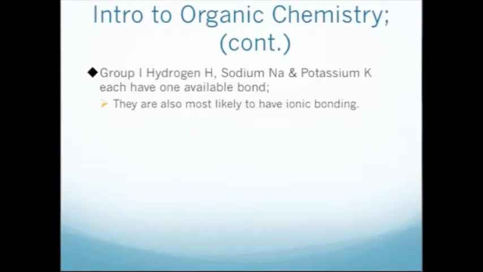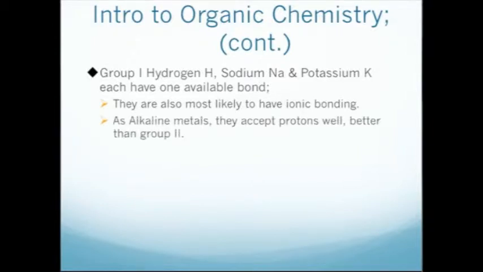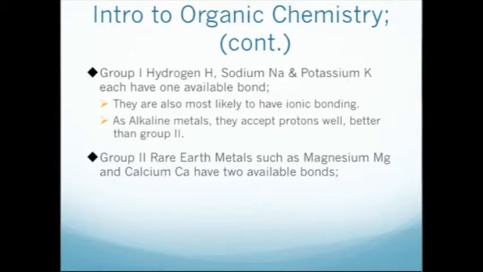Group 1 includes hydrogen, sodium, and potassium. Each of these has 1 available bond. They're also the most likely to have ionic bonding. As alkaline metals, they accept protons well, better than group 2, such as calcium and magnesium.